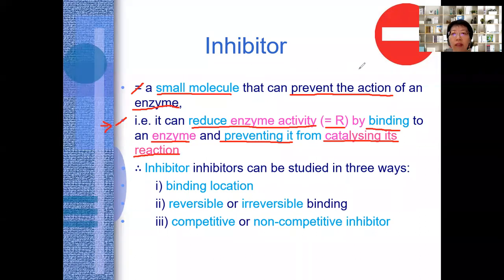So it prevents the action of enzyme. The action of enzyme is to catalyze, isn't it? To catalyze the reaction that it will catalyze. So it prevents the enzyme from catalyzing the reaction. And when it prevents the enzyme from catalyzing the reaction, what will happen? The enzyme activity will decrease. Can you see that? So that you get your 3 marks if it's a 3-mark question. You see that? All right.